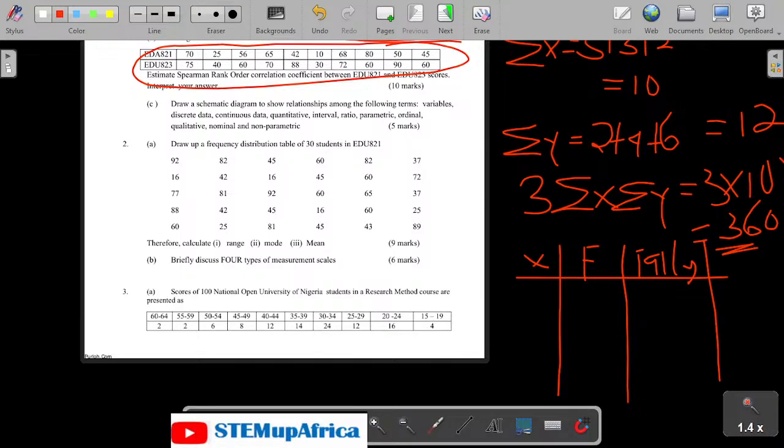So you start from the lowest. Who's the lowest? You check who's the lowest here. I'm seeing 37, I'm seeing 25, I'm seeing 16. I'm seeing the lowest is 16. Okay, I hope this one is clear also. 16 appeared 2 times. Tally is 2. You're like that.